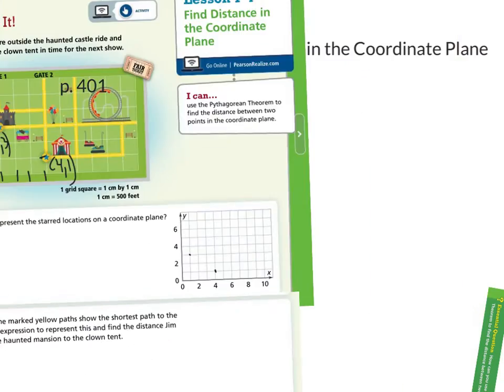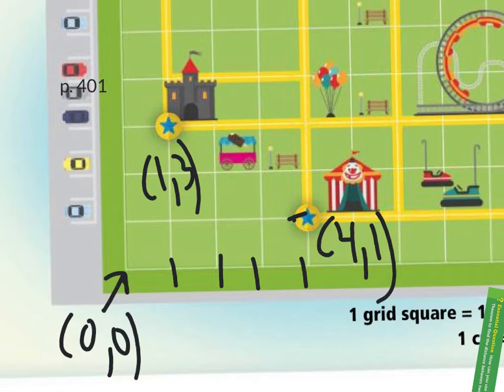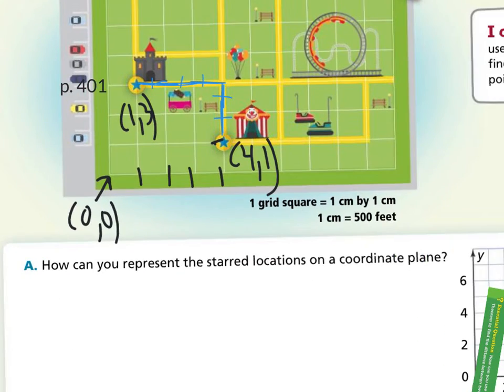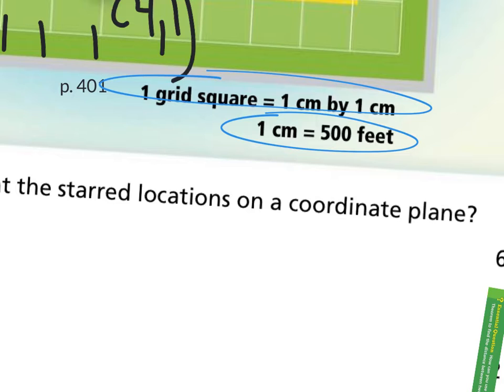The yellow paths, it may be just as well to go back to the picture here. If we follow along here and here, just count how many blocks they go. This is 1, 2, 3, 4, 5 blocks altogether, 5 grid squares. And the grid squares are 1 centimeter by 1 centimeter, and it's 500 feet for each one. So 500 feet, if we have 5 of those, that would be 2,500 feet.